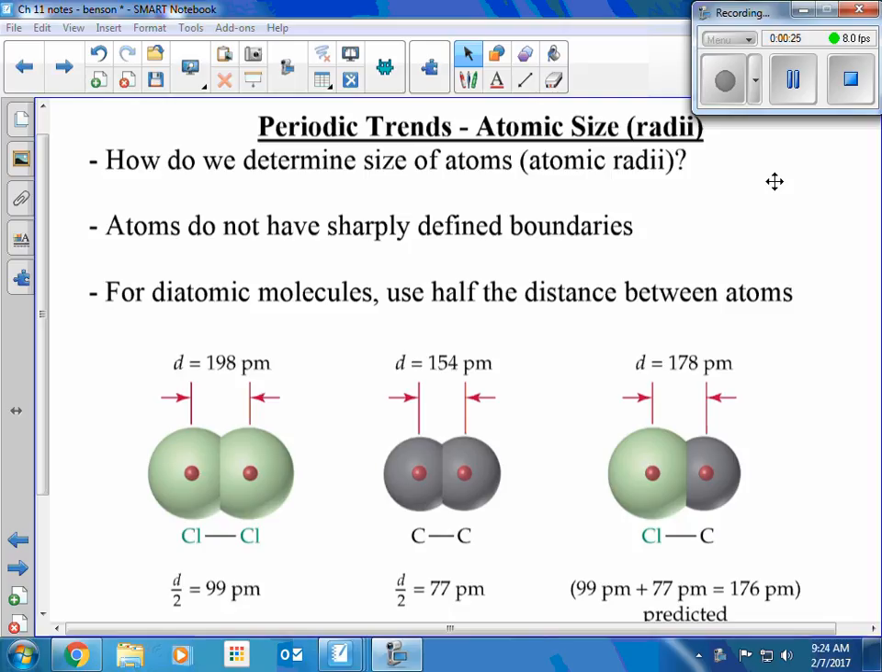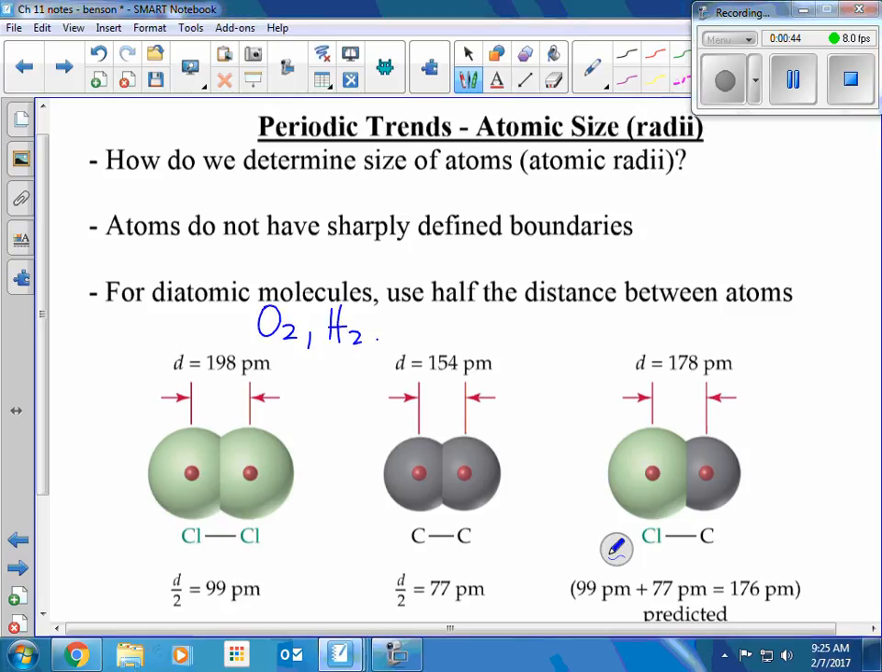So the first thing we're going to take a look at is how do we determine the size of atoms, the atomic radii. Remember that atoms do not have sharp defined boundaries. You've been seeing me scribble the s, p, d, and f orbitals and trying to figure out those distances. So for a diatomic molecule example, we could have oxygen, hydrogen, or nitrogen, and keep on going there. Use half of the distance between the atoms.